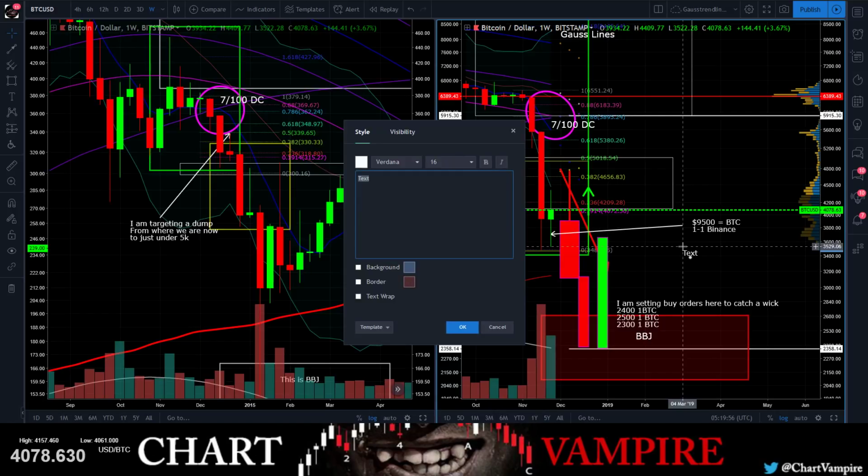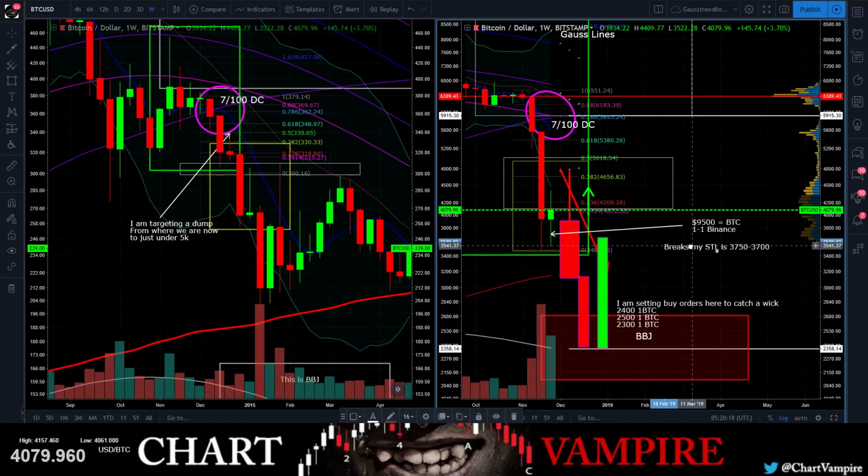Once this breaks, if this breaks, my stop loss is 3,700, basically 3,750 I need to set it at. 3,750 to 3,700, right? This will be my stop loss. My stop loss will be right in here. So pretty much I'll walk out of that trade even, right?